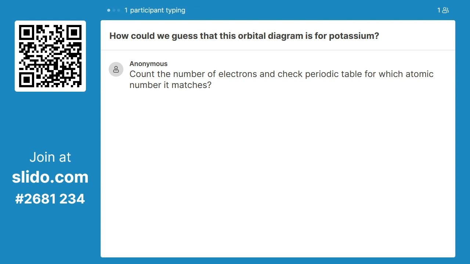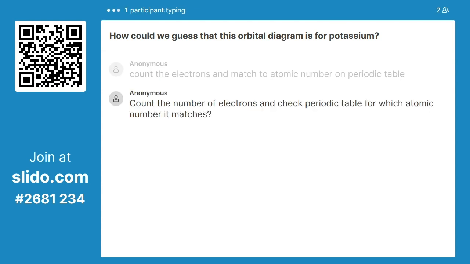There's also another thing that you could look at. Yep, count the electrons, match atomic number, absolutely. There is a kind of fast way. You don't necessarily have to count all of the electrons.